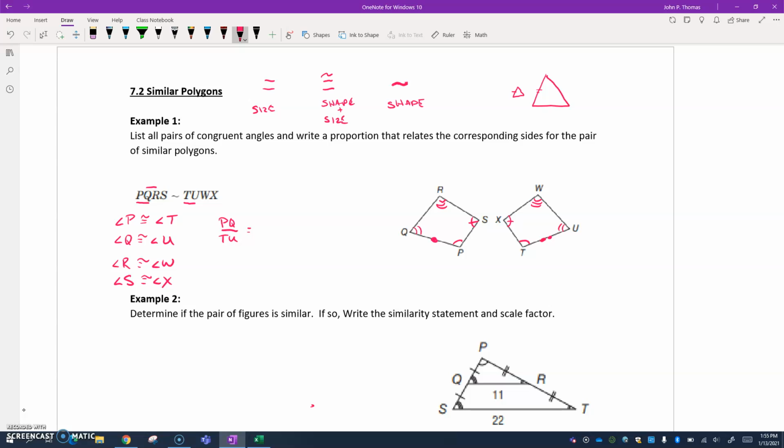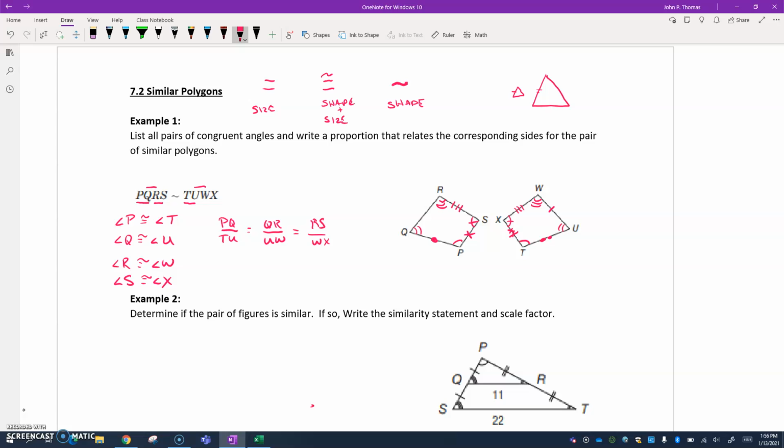So if I take the next side, QR and UW, QR and UW would have to be in that same ratio. Same thing if I take the next two, RS and WX. As I work my way around, I am basically comparing corresponding sides. And we could work our way around and get each of these sides, and corresponding sides are always going to be in the same ratio from side to side.